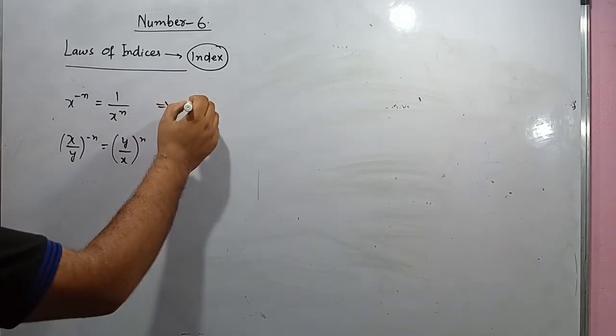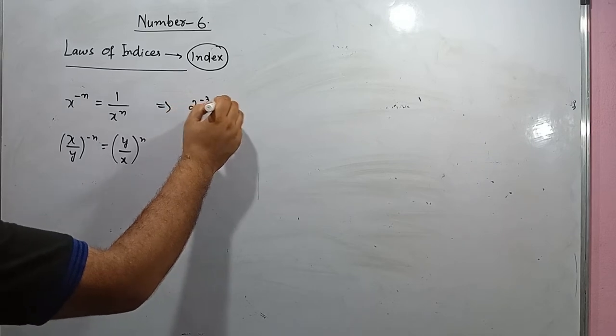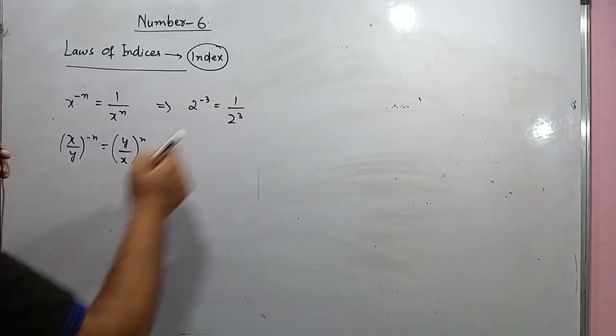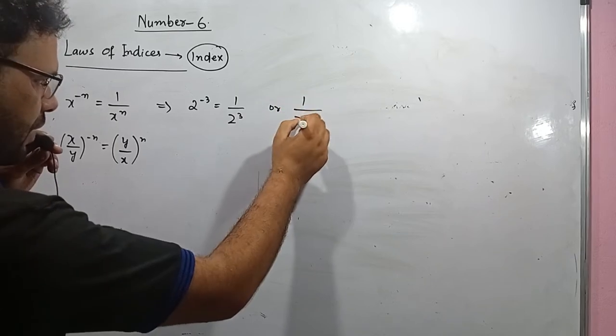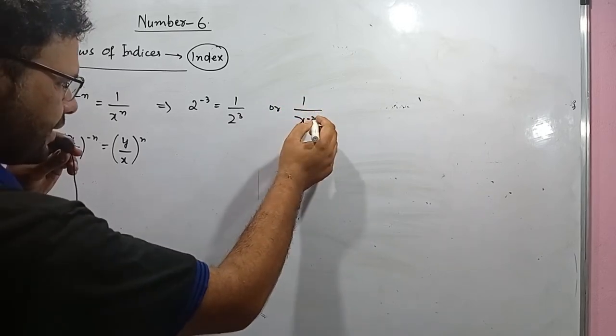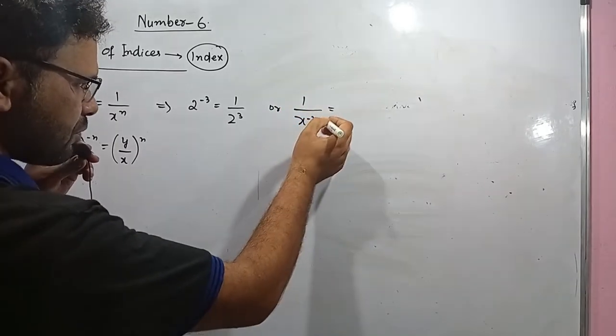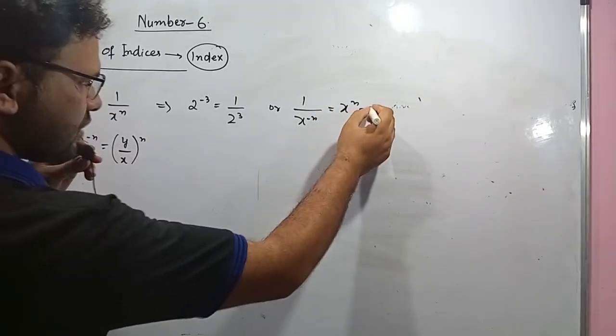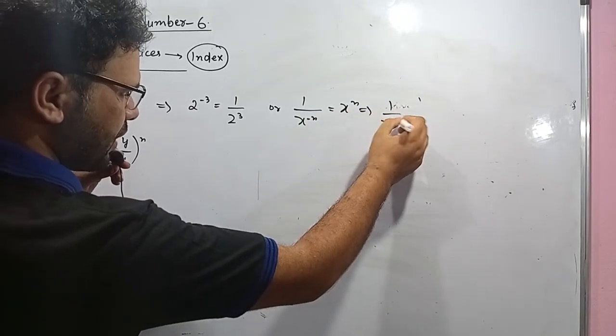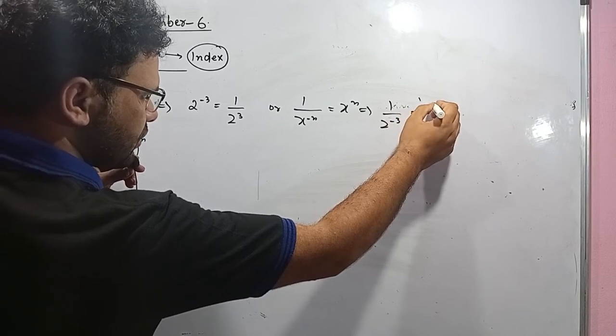I will give an example here. If I have 2 to the power minus 3, it's 1 by 2 to the power 3. And sometimes if I have 1 divided by x to the power minus n, to make it positive I have to write its reciprocal, that's x to the power n. Giving its example, 1 divided by 2 to the power minus 3 is 2 raised to the power 3.